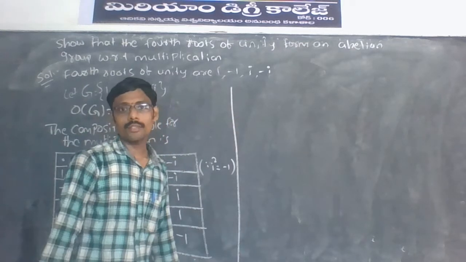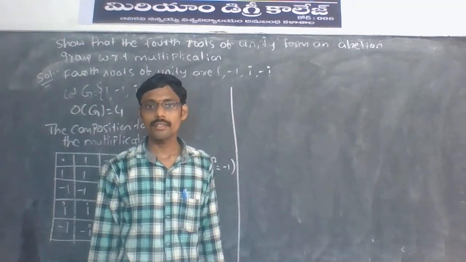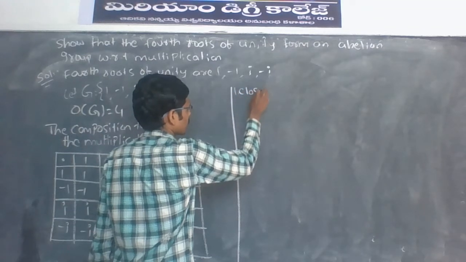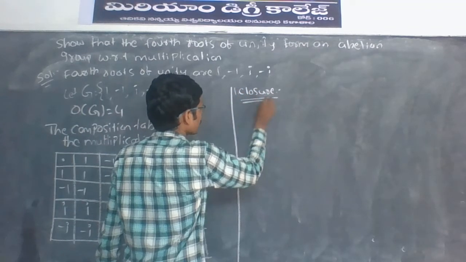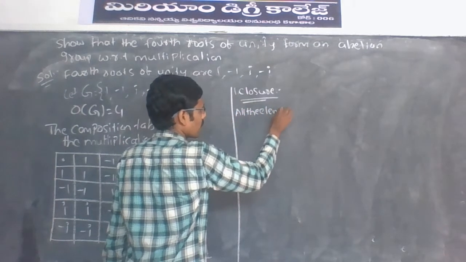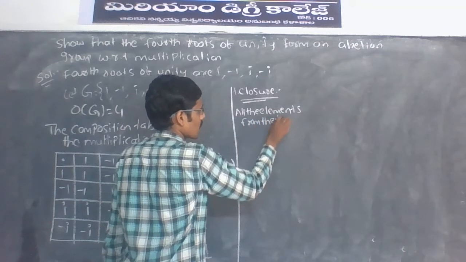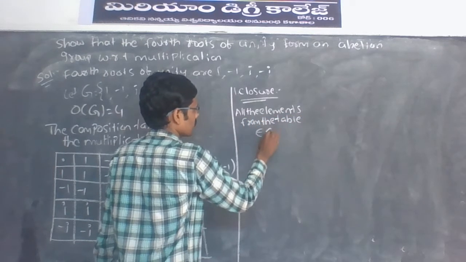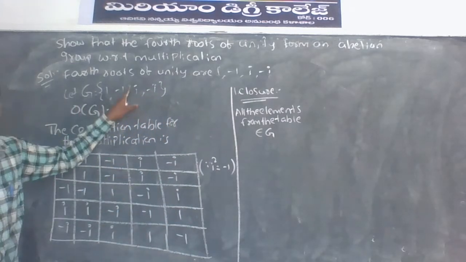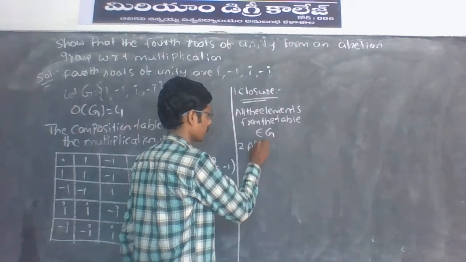We show that five properties are satisfied: closure, associative, existence of identity, existence of inverse, and commutative. So the first one, closure. From the table, all the elements belong to Z. So the closure property is satisfied.